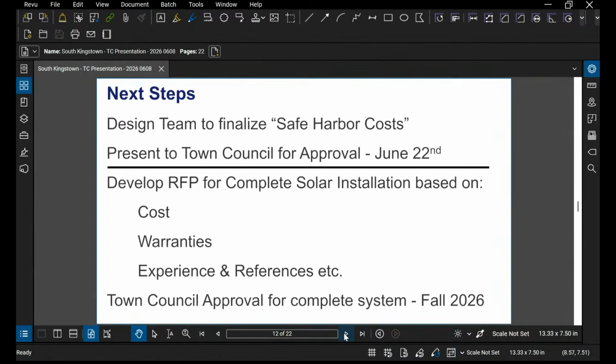Thank you. So what are the next steps? As Kate mentioned, finalize the costs for the safe harbor path forward. Present that to you on June 22nd. Then develop the RFP for the complete solar installation, and that would be based off a number of factors: cost, warranties, what their financial performance would look like, their experience and references, and then come to you in the fall of 2026 with those results. I'm happy to answer any questions.